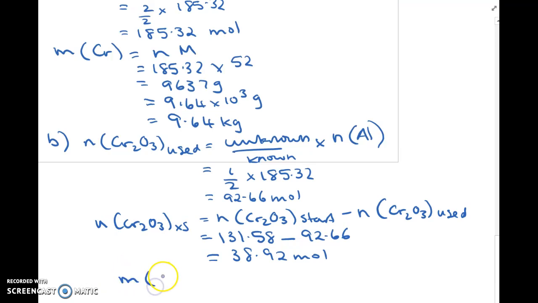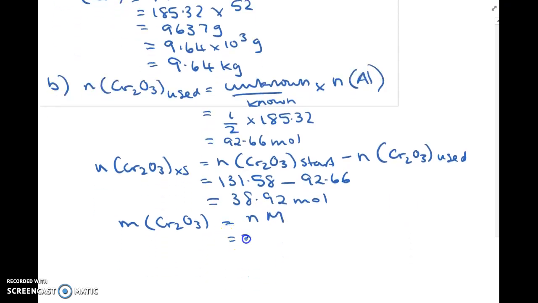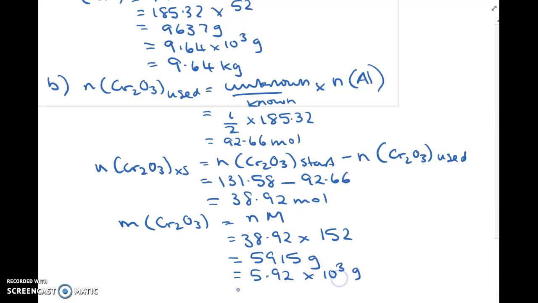Next step, we've got the moles of our unknown. We find the mass of the unknown, which is chromium oxide, which equals number of moles times formula mass, which is equal to 38.92 multiplied by 152, which comes out to 5915 grams. Now remember, the question was in 3 significant figures, so our answer would be 5.92 by 10 to the 3 grams. The convention says because we started in kilograms, we usually finish in kilograms, so it's 5.92 kilograms.